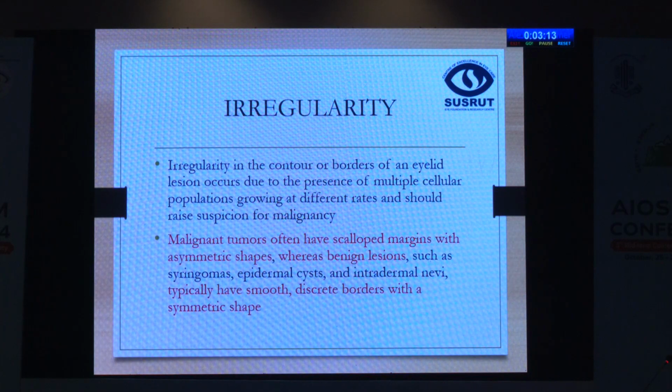Now, regarding irregularity, malignant tumors often have scalloped margins with asymmetric shapes, whereas benign lesions such as syringomas and epidermoid cysts typically have a smooth discrete border with a symmetrical shape. This irregularity occurs due to the presence of multiple cellular populations growing at different rates.